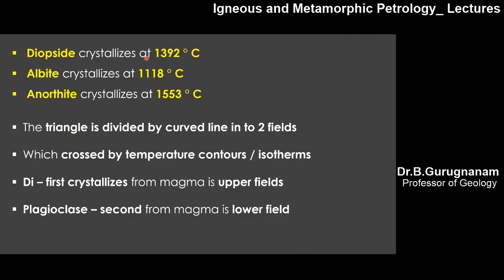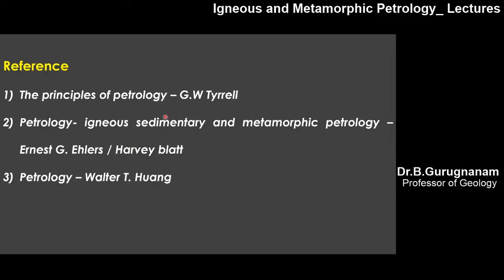Diopside crystallizes at 1382 degree, albite crystallizes at 1118 degree centigrade, anorthite at 1553 degree centigrade. The triangle is divided by a curved line into two fields, which is crossed by temperature contours, diopside and plagioclase is the second from magma in the lower field. References we have taken from the Tyrrell book and the Hung book. So with this, the discussion of ternary has come to an end. Thank you very much.